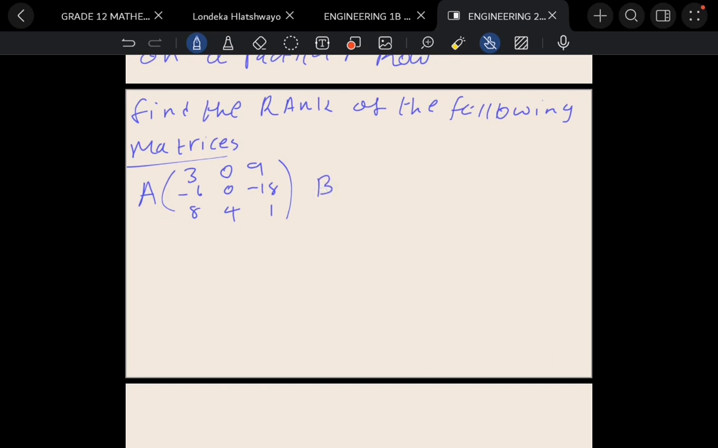Matrix B is going to be 1, 3, minus 5, 6, minus 5, 8, 1, 7, 1, 0. So that is the matrix that you're going to have, right?